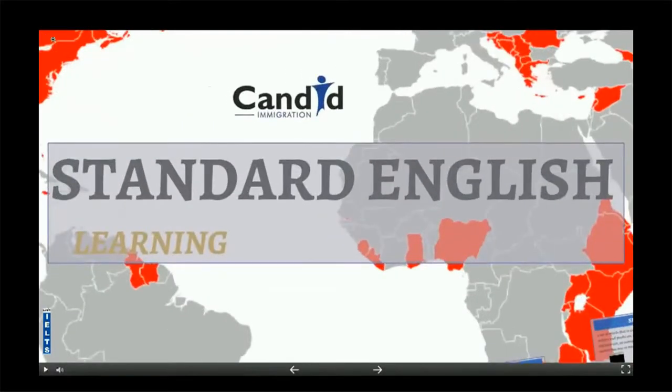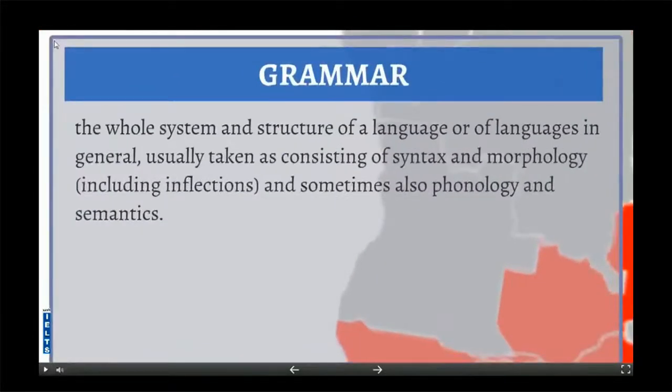Standard English is any form of the English language that is accepted as a national norm in a particular English-speaking country. Grammar is the whole system and structure of a language or of languages in general, usually taken as consisting of syntax and morphology and sometimes also phonology and semantics.